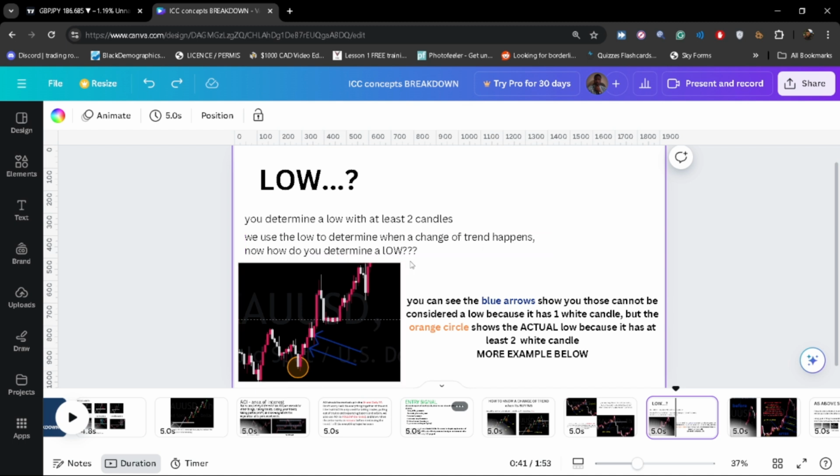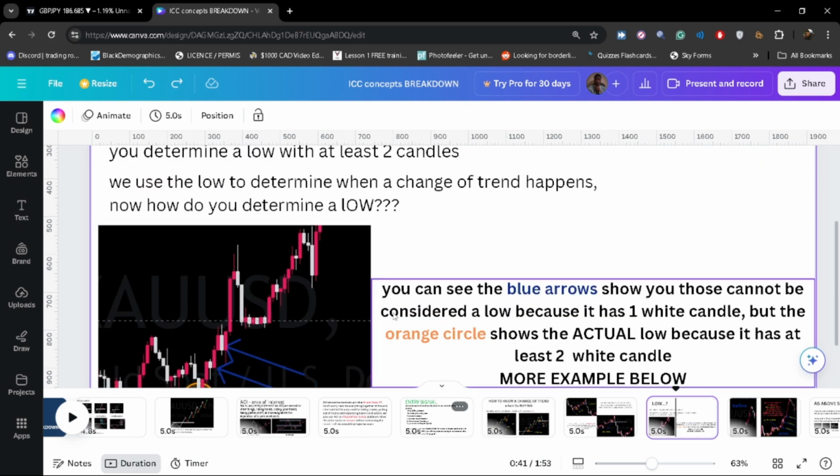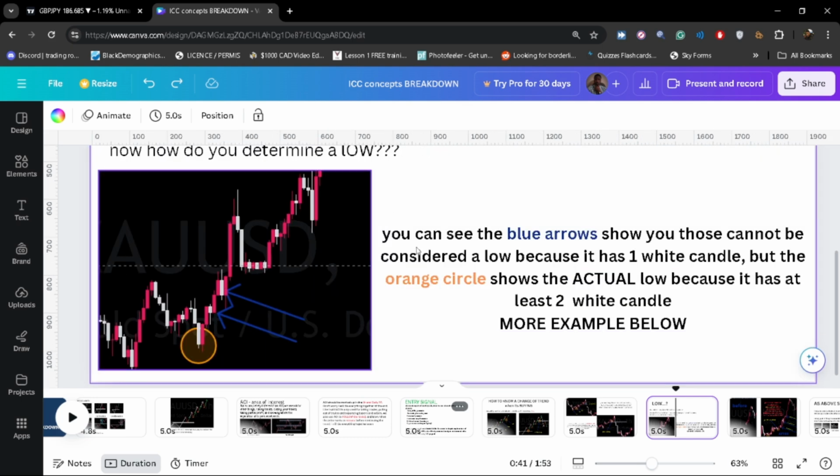Now, how do you determine the low? It's very simple. You can see the blue arrows show you those cannot be considered the low because they have one white candle, but the orange circle shows the actual low because it has at least 2 white candles. So basically, guys, figuring out the low means having at least 2 solid candles. So in this case here, this cannot be the low, this cannot be the low, this is the low, for price to now break and say, okay, it actually broke trend.